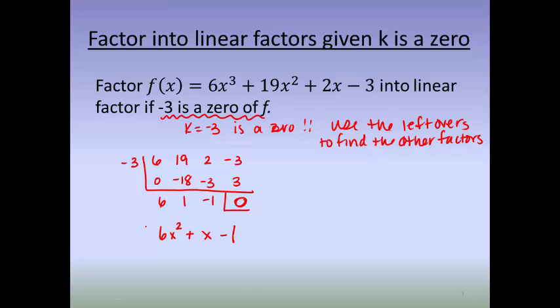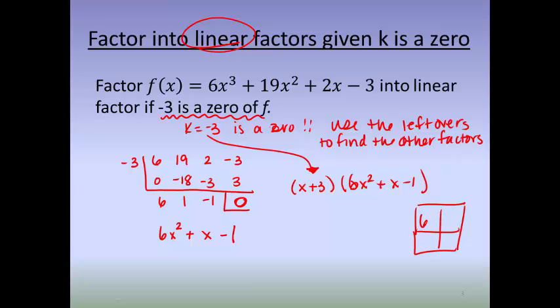So this is not necessarily the simplest form, because they want me to put it into linear factors. So one of my linear factors is x plus 3, and that came from the given information. But then I've got this 6x squared plus x minus 1, and I have to determine if I can continue to factor that down to linear factors.